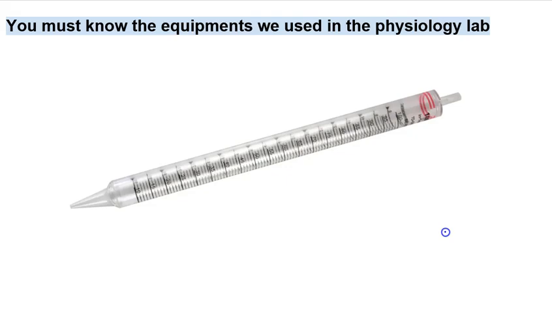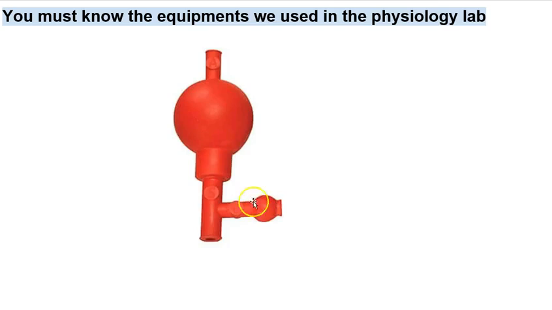Next, you will see this equipment, which is called serological pipette. So you have serological pipette in this picture. And then the next item is called bulb. If you remember, when we used the serological pipette, we used the bulb.